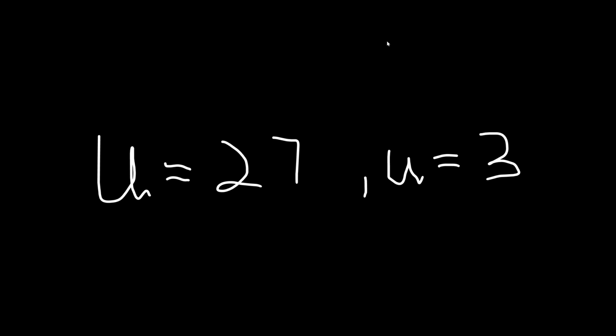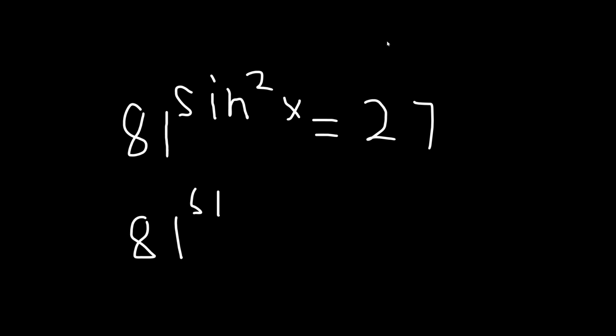But then remember that u is equal to the following. 81^(sine squared x) is equal to 27, in other words, because the left side is u. Or 81^(sine squared x) is also equal to 3, because again, that's u. Now take a look at each of these. We can write this as 3 to the 4th because that's 81. And then sine squared x is equal to 3 to the 3rd because that's 27. Likewise with the other one. But let's first solve that equation.